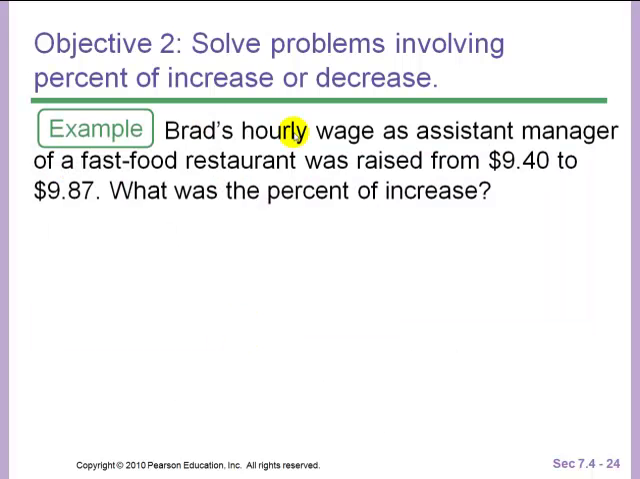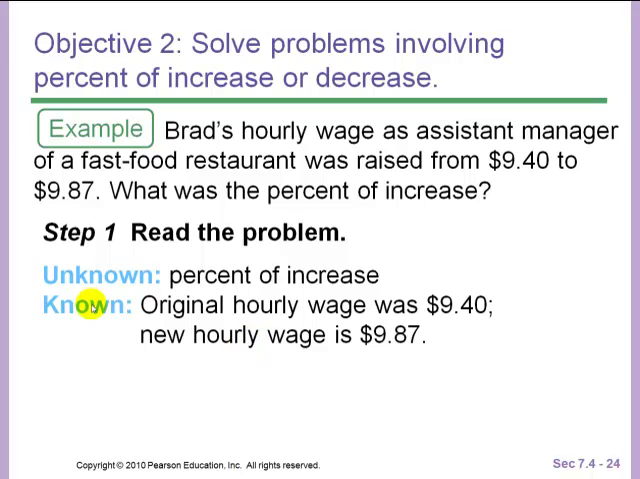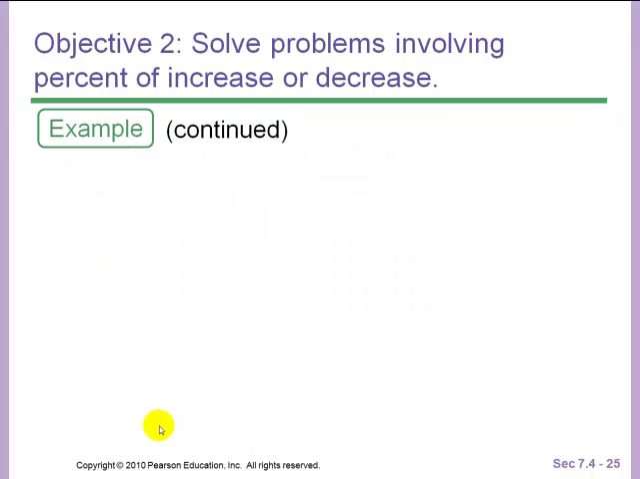Example: Brad's hourly wage as an assistant manager of a fast food restaurant was raised from $9.40 to $9.87. What was the percent of increase? So what we don't know is the percent increase. What we do know is that the original hourly wage was $9.40 and the new hourly wage is $9.87. Our unknown is the percent of increase, so we'll let that be our P.